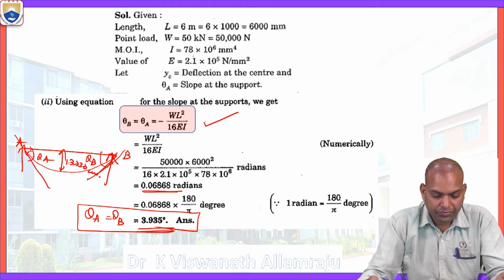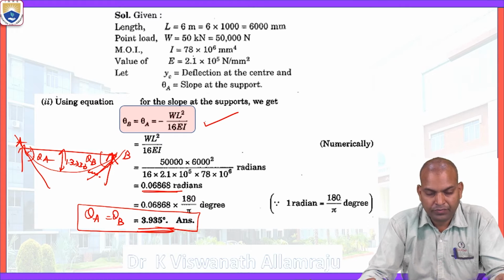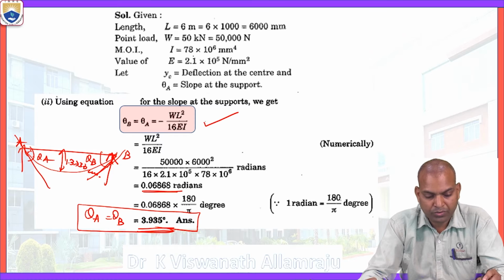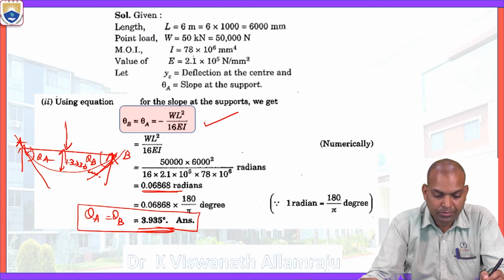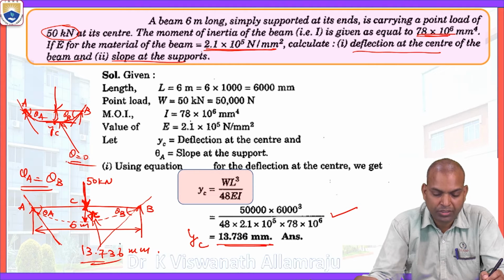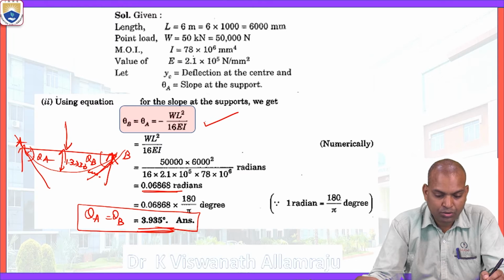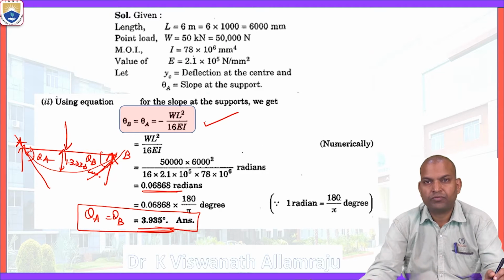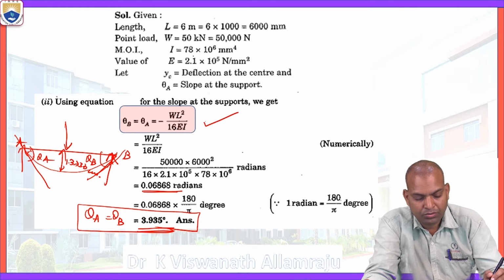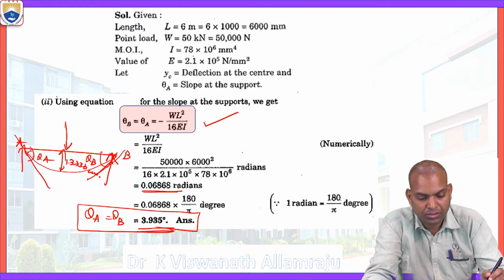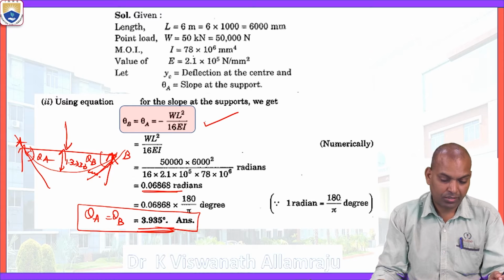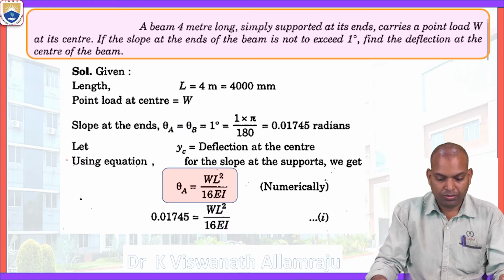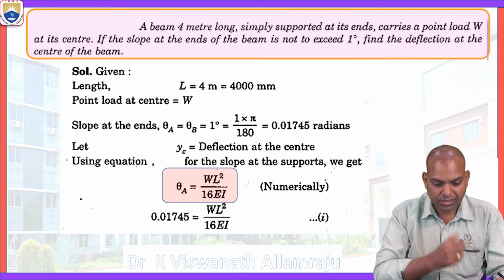So in that manner, we have to apply the derived formula of a simply supported beam subject to a concentrated load at the center. The maximum deflection at the center is WL cubed by 48 EI, and the slope at the supports is negative of WL squared by 16 EI. Units for slope are radians or degrees, and units for deflection are millimeters or meters. Let me see another problem, how to calculate for the same.